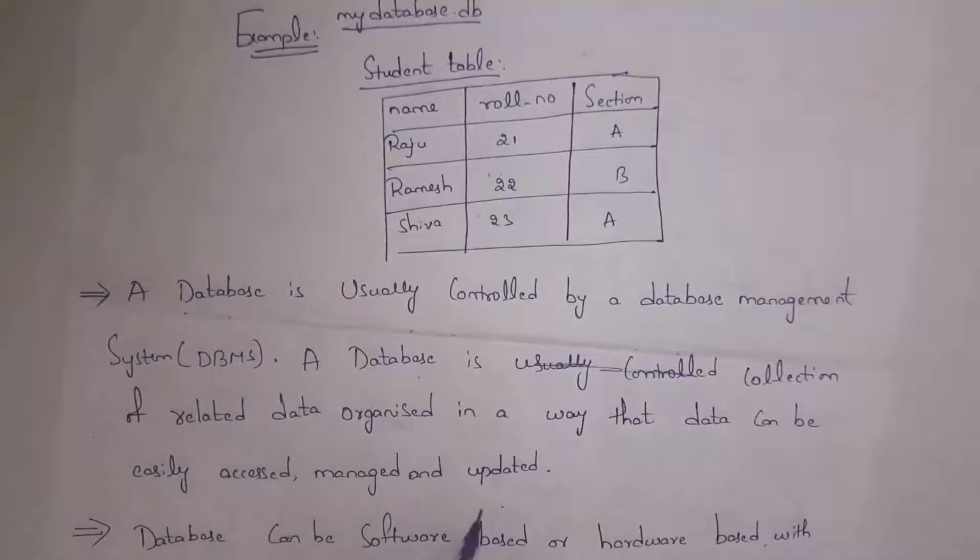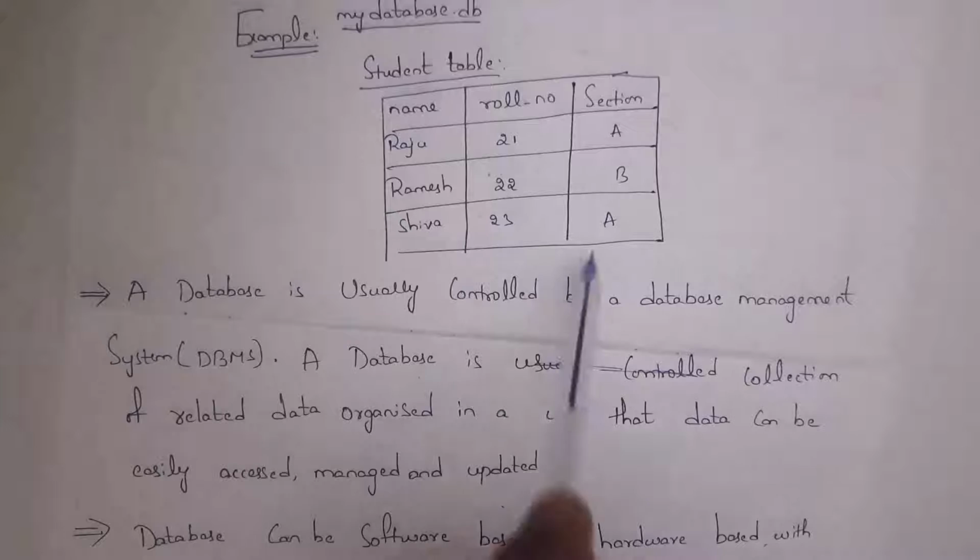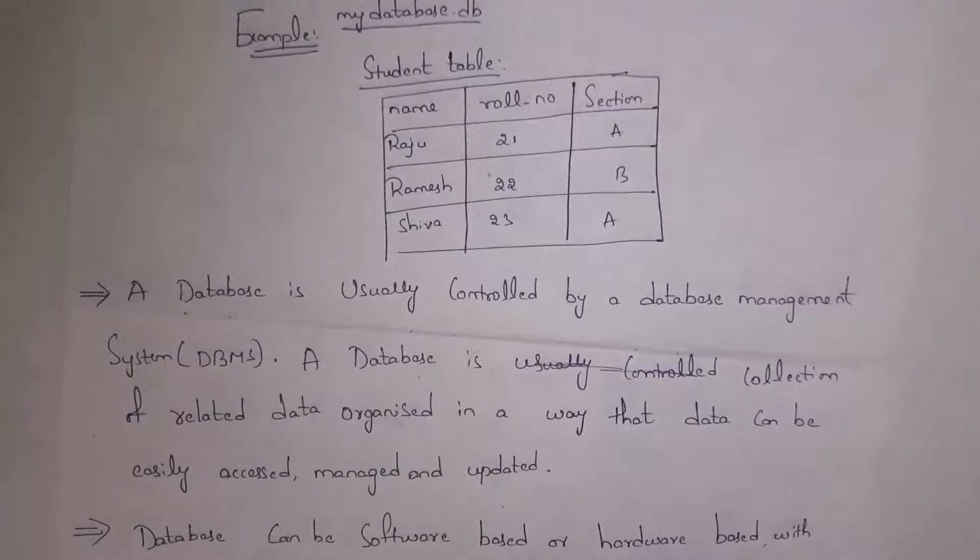A database is a collection of related data organized in a way that data can be easily accessed, managed and updated. In database we will store related data. For example, if you consider student table, in student table we will store only student information like student name, student roll number and student section. And similarly, if you consider employee table, we will store only employee information. In database, we will store data in tables format. So it is very easy to access, manage and update data in database.